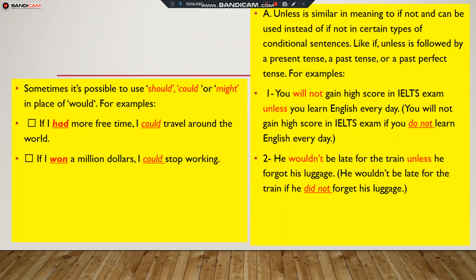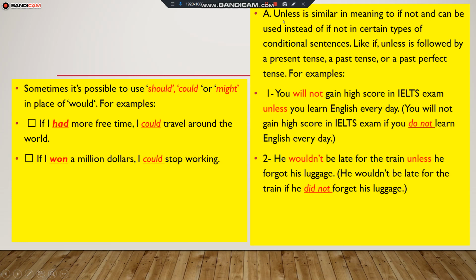Okay now guys, sometimes it's possible to use should, could or might in place of would. We can use should, could or might instead of would. For example, with if clause type 2: if I had more free time, I could travel around the world. If plus subject plus verb 2, the main clause is subject plus could plus the base form of a verb.